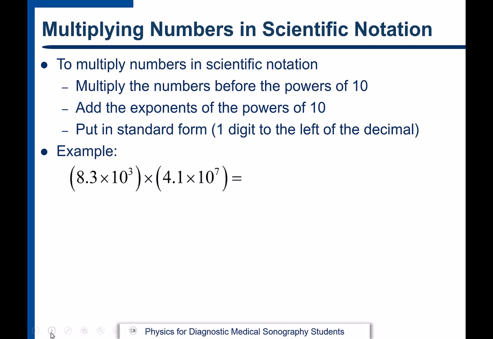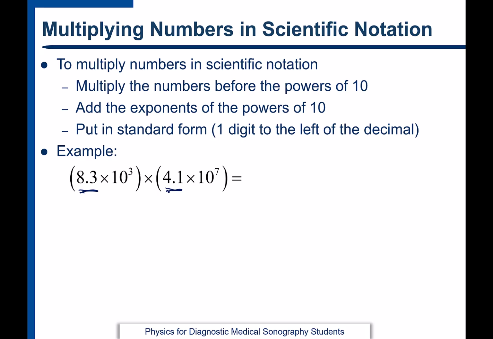So now that we know how to take a number and put it into scientific notation, we want to look at how we manipulate numbers when they're in scientific notation. For example, if we want to take two numbers that are both in scientific notation and multiply them together, how do we do that? The answer is that we just multiply the numbers that are in front, 8.3 and 4.1, and then we add the exponents of the powers of 10. Remember, when we have exponents with the same base and we're multiplying, we can just add those exponents.